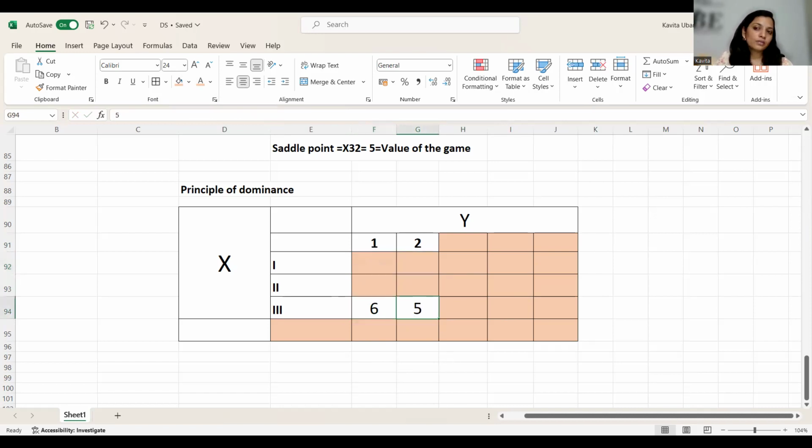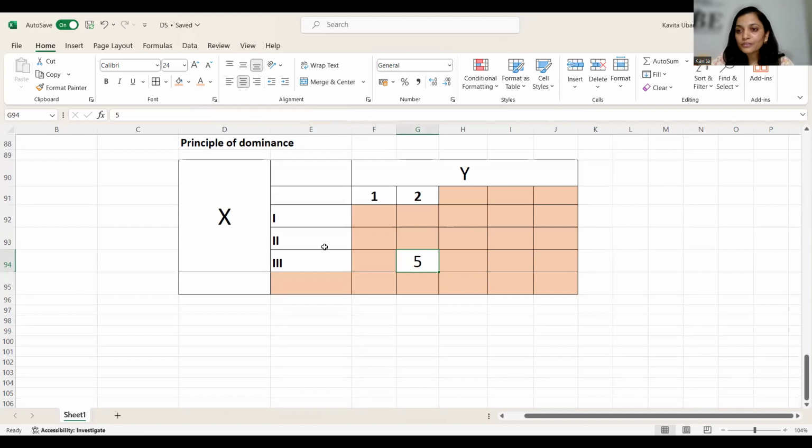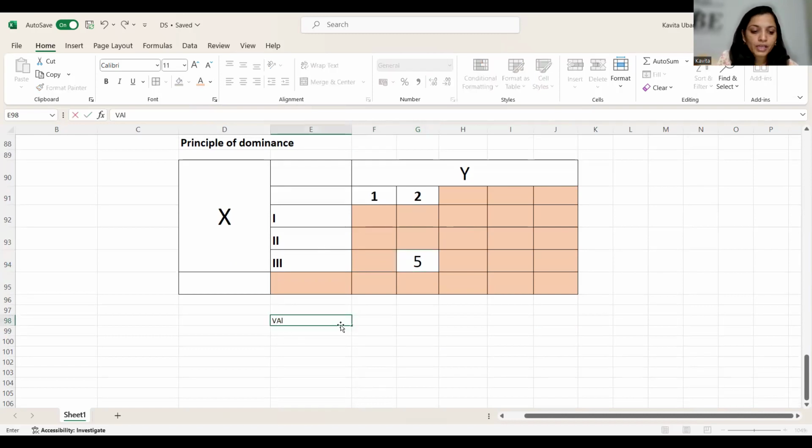Now we have 2 columns with us. So this 6 and 5 means 2 columns in a particular matrix. Now, if we apply the principle of dominance here, column-wise, 6 is greater than 5. So when we apply it column-wise, we need to cancel the column having the comparatively maximum value. So 6 will get cancelled. And now there is only one value with you, that is 5, and this 5 is the value of your game.